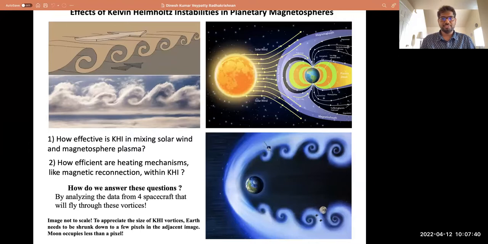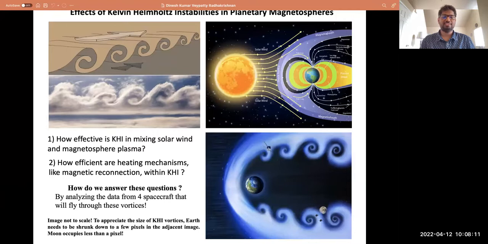NASA's MMS mission consists of not one, but 4 spacecraft whose orbit is designed such that they'll fly right through these vortices and collect several data about the properties of the plasma and electromagnetic fields within these vortices. You just need to analyze this data to understand the effects of KH vortices on our magnetosphere. Understanding the mechanisms by which solar wind can enter our magnetosphere is very crucial to understanding the impacts of space weather on Earth.